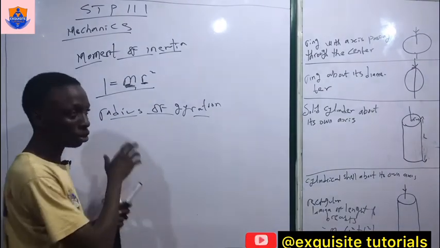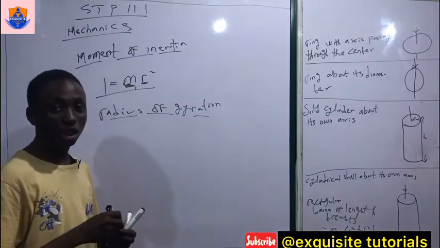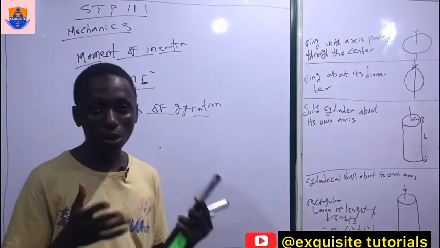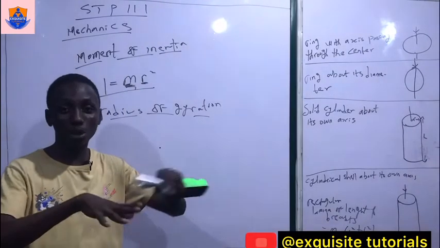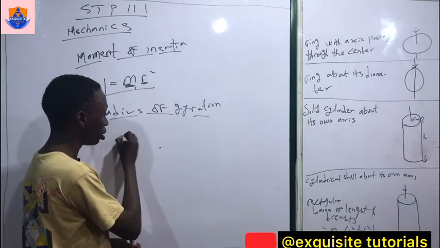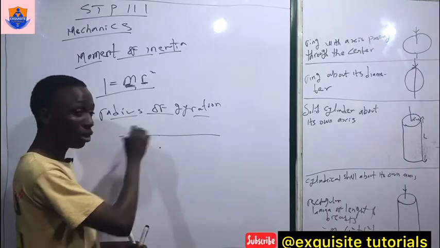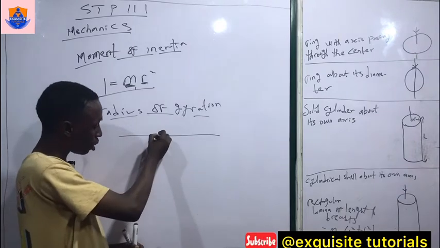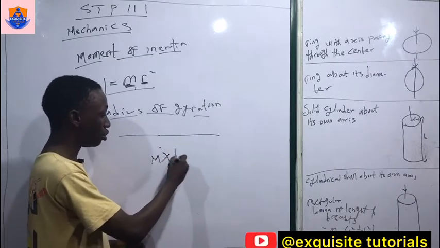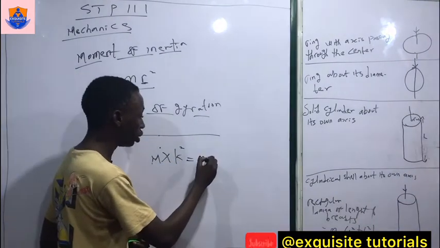Now, what is radius of gyration? Radius of gyration is that perpendicular distance from the point at which, if all the mass of a body was centered around that point, it would still give the same value as the moment of inertia with the normal distribution of the mass. Let's say we have a body like this. It's that point on the body where, if all the mass of that body were focused on that point and multiplied by the square of the radius of gyration, it will still give the same value as the moment of inertia.